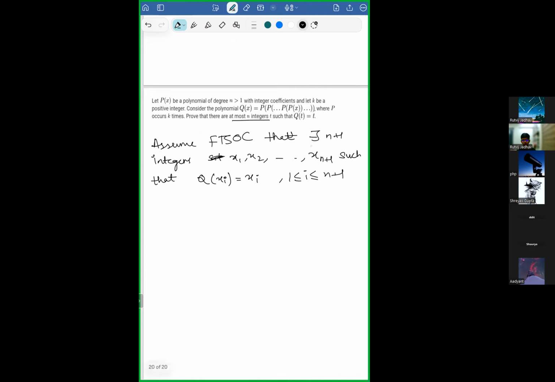I hope everyone's familiar with this notation. This is just for the sake of contradiction, and this means that there exists. Any ideas?